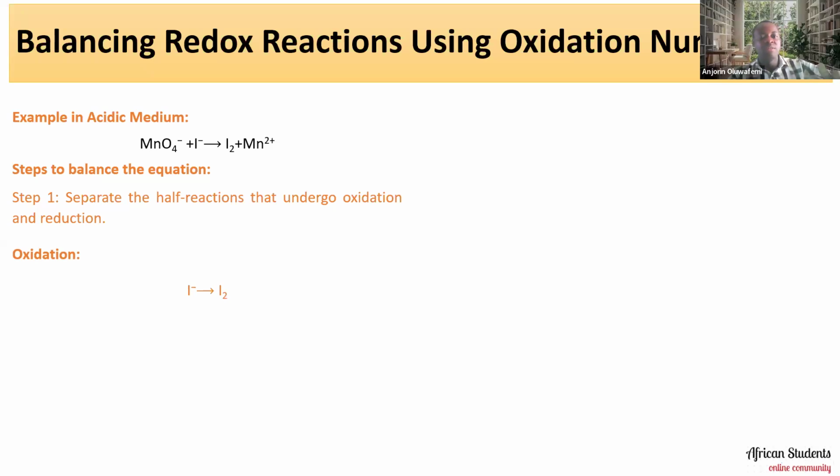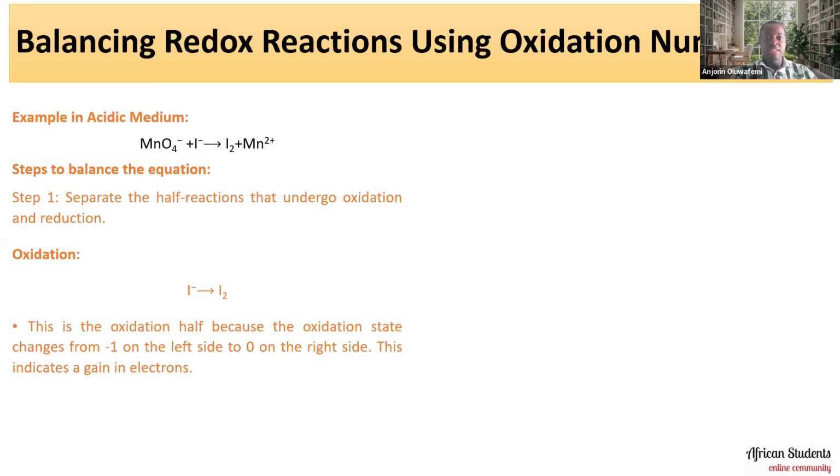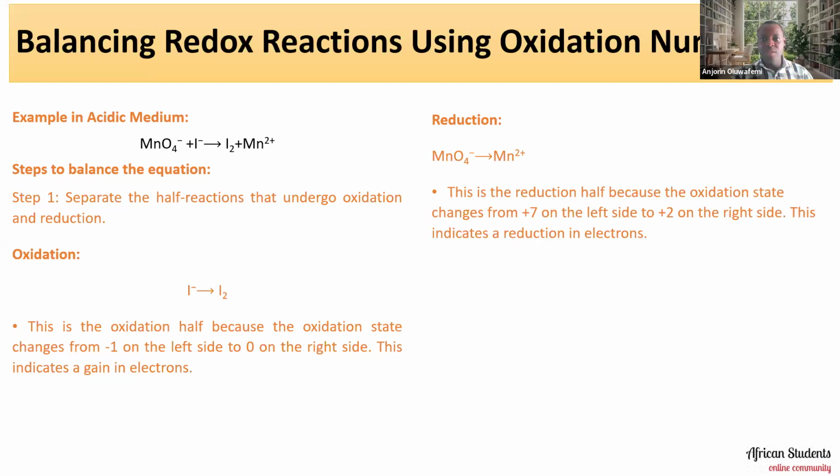The iodine is moving from -1 to 0, and that's the oxidation part. This is the oxidation half, because the oxidation state changes from -1 on the left side to 0 on the right. This indicates a loss of electrons. Now we look at the reduction part, and what is being reduced is the manganese. We have the manganese that is going from a negative, what's it called?